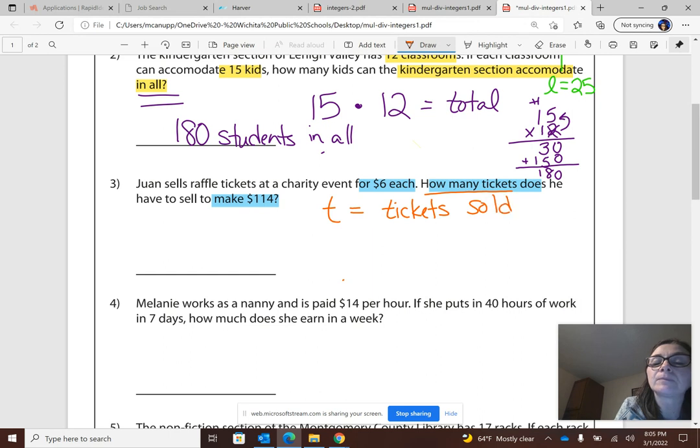So I'm going to put a T is going to equal tickets that he sold. Okay. They each cost $6, so I know that I'm going to have to take $6 and multiply that by how many tickets I sold. So like if you go to the movies, however many people you're with, times the price is how much you pay. And they told me he wants to make $114. So we know how much he wants to make is going to be 114.